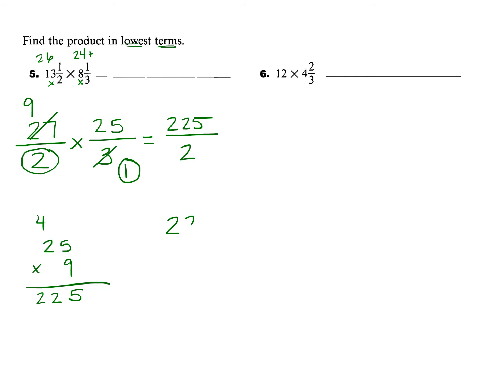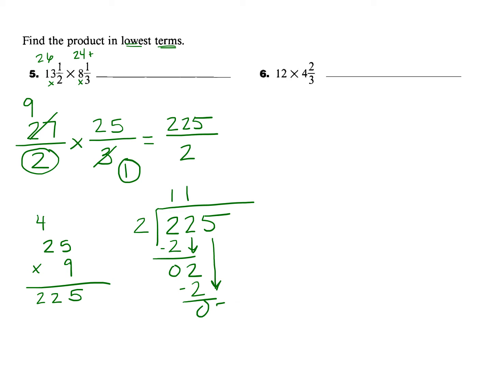Now I need to simplify my answer. 2 is able to divide 2 once. Bring down the 2. 2 is able to divide 2 once. Bring down the 5. 2 is able to divide 5 twice. And that gives me 1 left over, which would be 1/2. So my answer is 112 1/2.